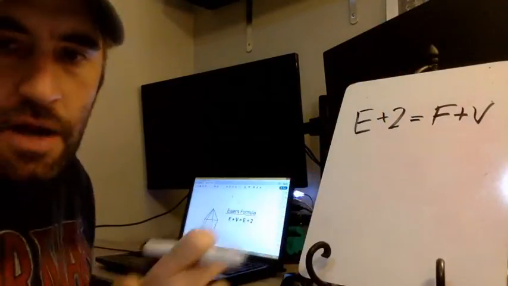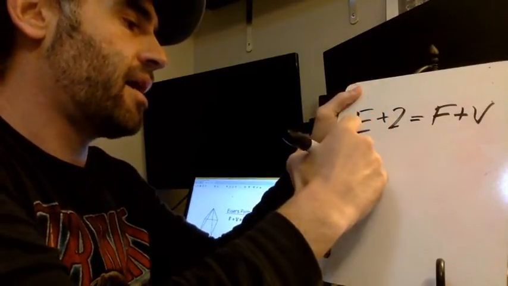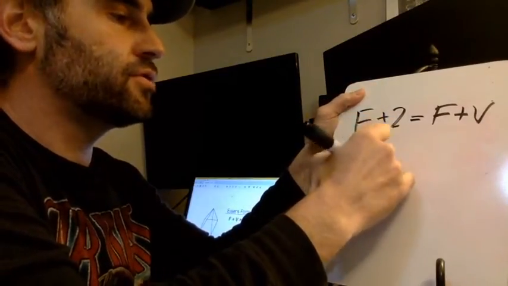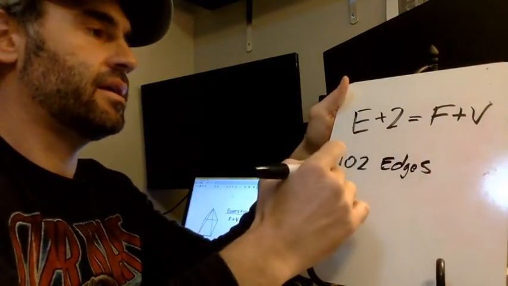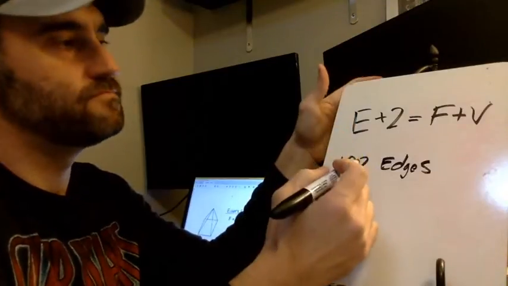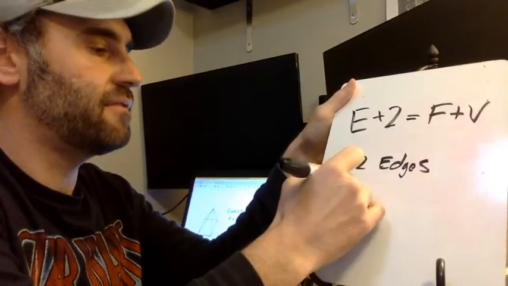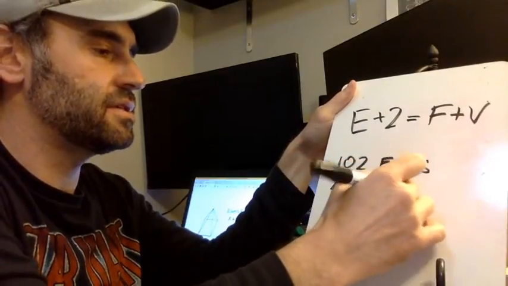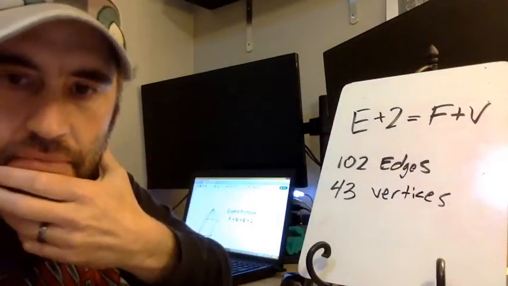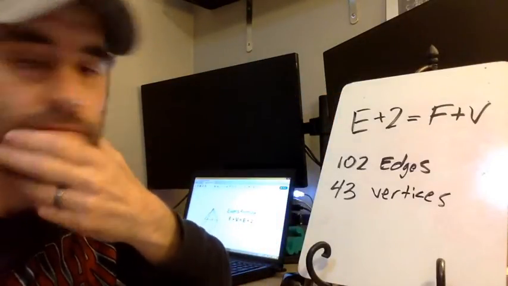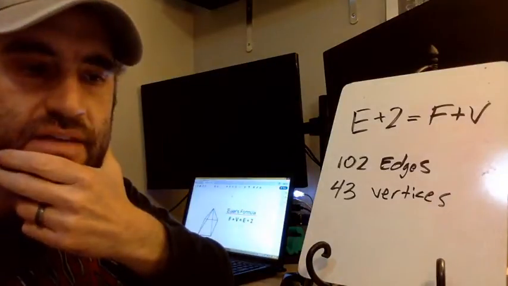You ready for your first problem? Let's say that a polyhedron has 102 edges, and it has something that would be very difficult to see. Let's say 43 vertices. How many faces does it have? You can type your answer in if you'd like. I'll give you a second to do that.